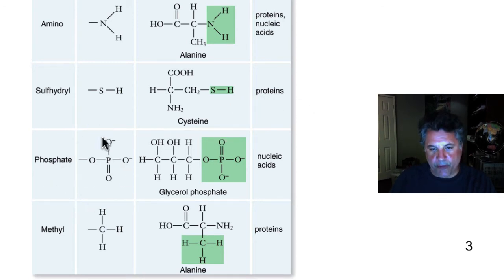The phosphate group, very important in nucleic acids. A phosphate group is a phosphorus atom attached to oxygens, and these oxygens are often negatively charged. They've donated hydrogens to solution, and so phosphates are, in a way, acids. If there were hydrogens attached here, these oxygens would donate their hydrogens to solution.